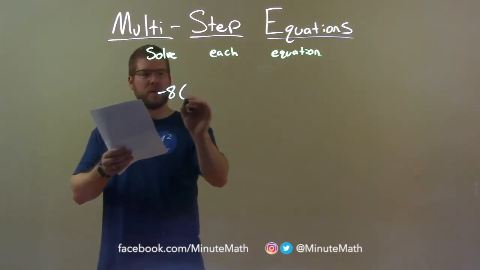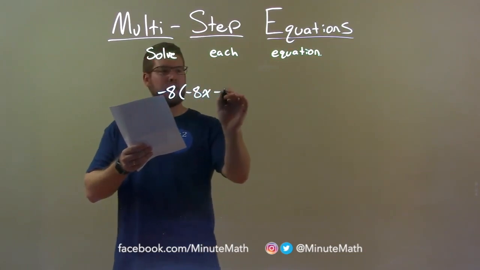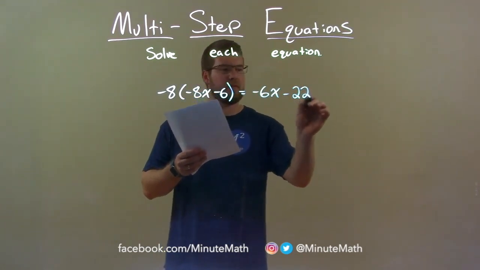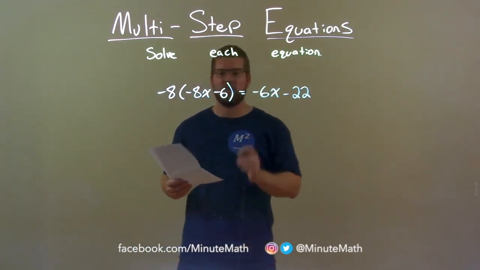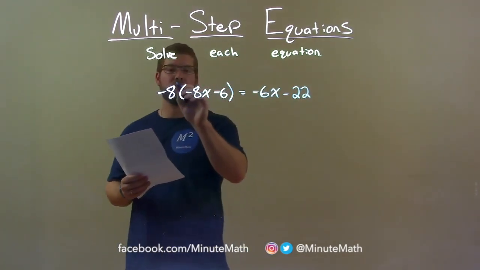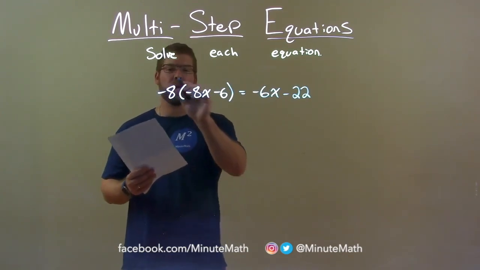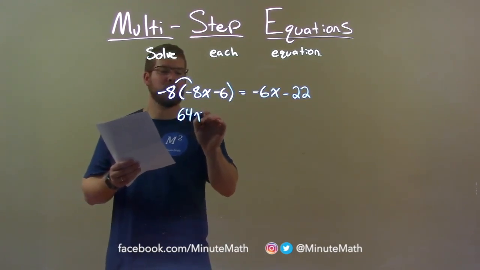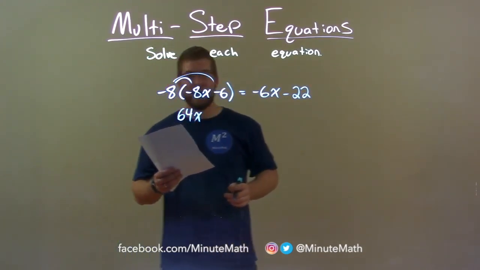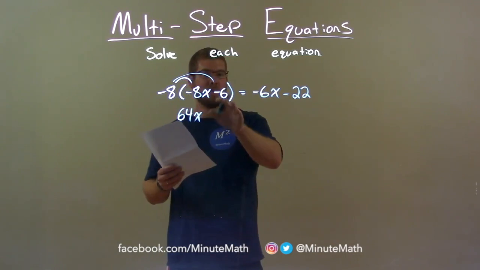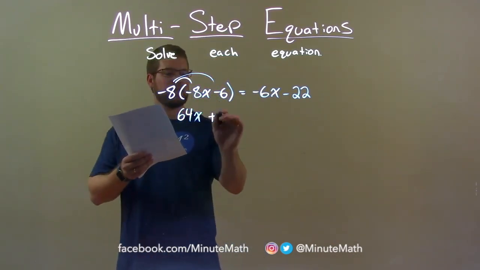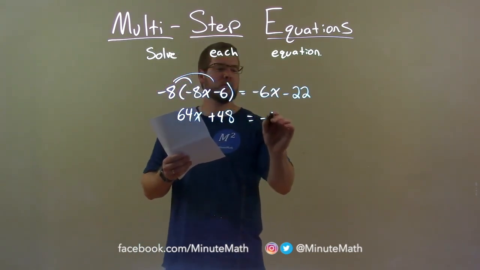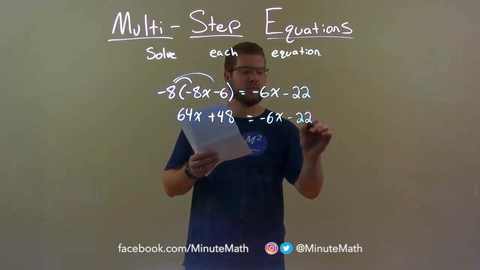Negative 8 times a negative 8x minus 6 equals a negative 6x minus 22. I want to get x by itself. My first step in doing so is distributing the negative 8 in the parentheses. Negative 8 times a negative 8 is a positive 64. Then don't forget the x. Negative 8 times, well, that's really a negative 6, right? Minus 6. That's going to be a positive 48. Remember, negative times a negative is a positive. And that equals negative 6x minus 22.